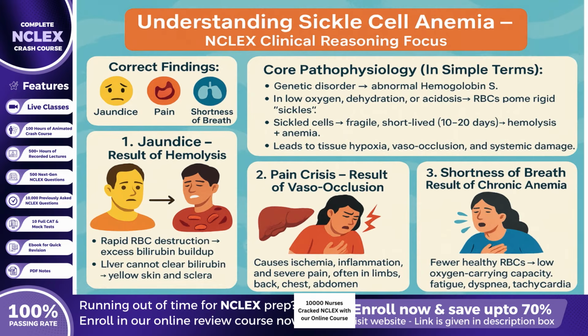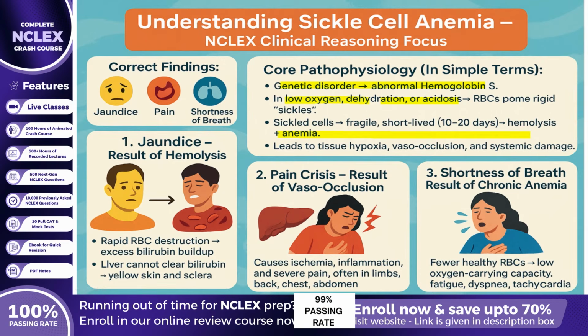Sickle cell anemia is an autosomal recessive genetic condition resulting from the production of abnormal hemoglobin S. Under conditions of low oxygen, dehydration, or acidosis, the red blood cells change from a flexible biconcave shape into a rigid crescent or sickle shape. These sickled cells are fragile, break apart easily, and have a dramatically shortened lifespan, about 10 to 20 days compared to the normal 120 days. This rapid destruction leads to hemolysis and severe anemia, setting the stage for the classic clinical signs.